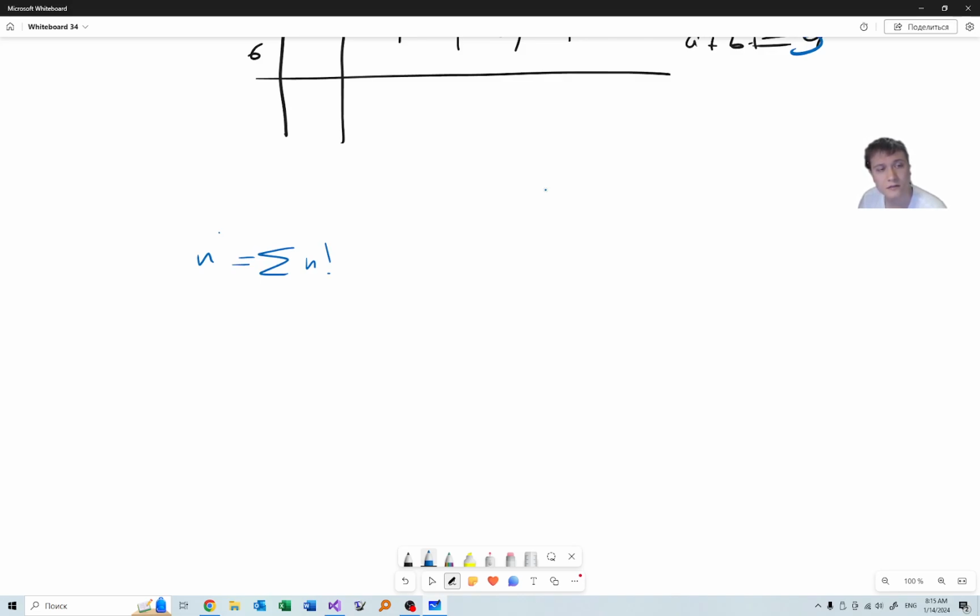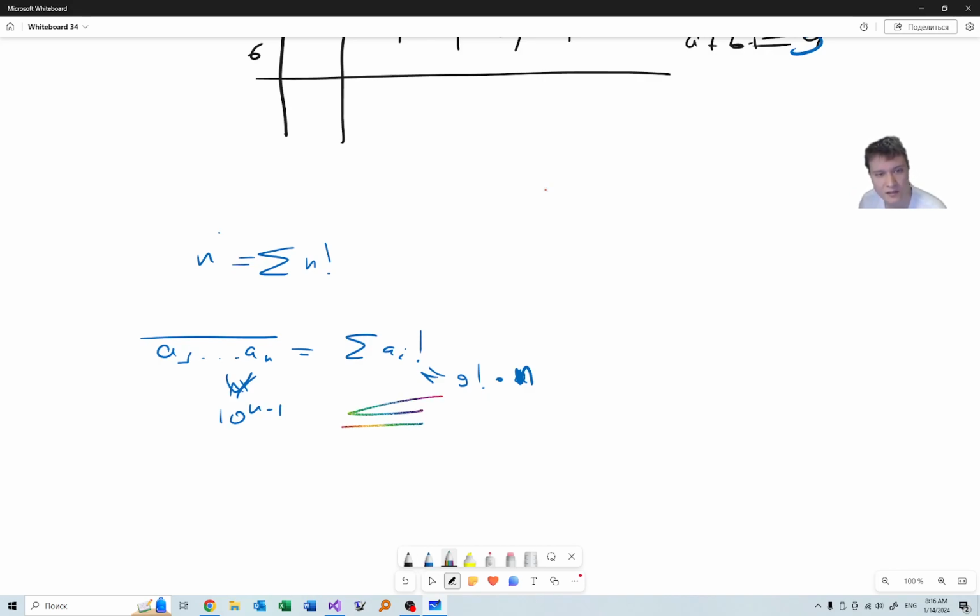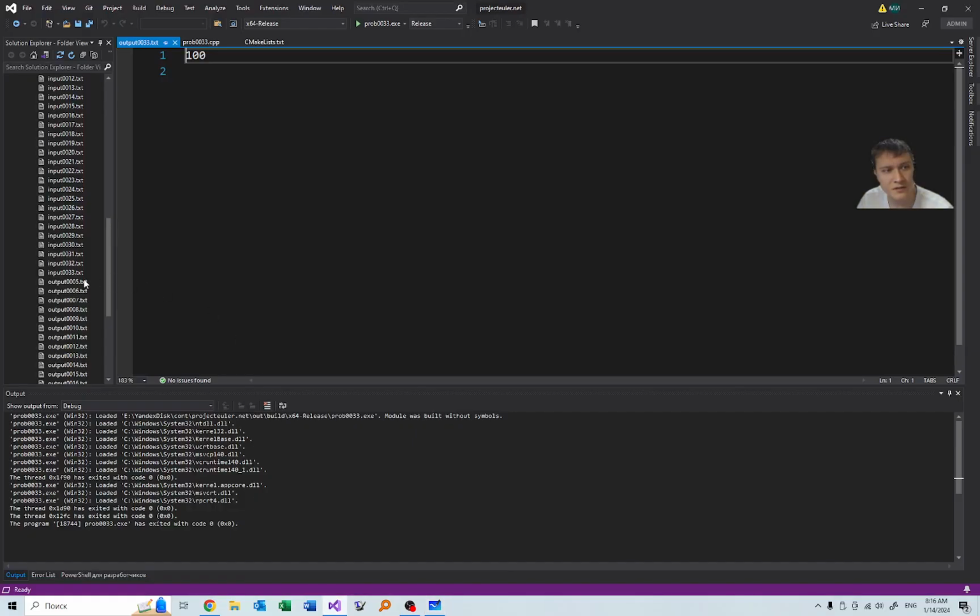Let's write it again like this. And this is at most 9 factorial times n, and this is at least 10 to the power n minus 1. So if we want this inequality to hold, we want 9 factorial to be at least 10 to the power n minus 1 over n. And this again is done by the same procedure as we already did.